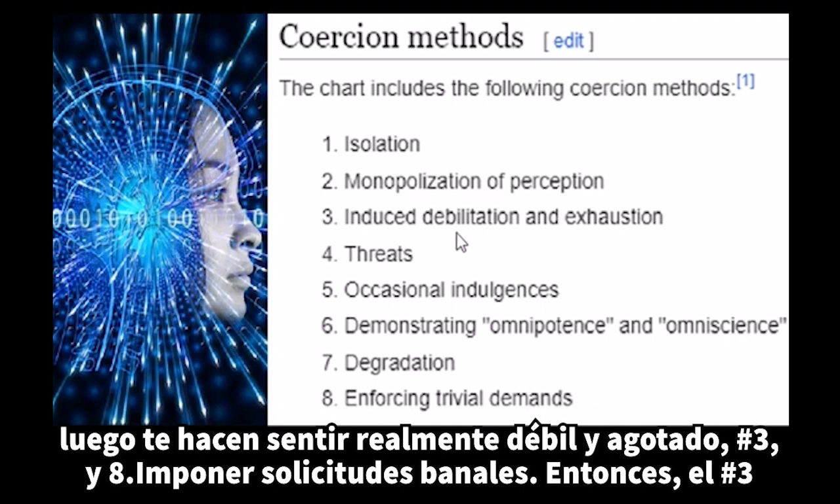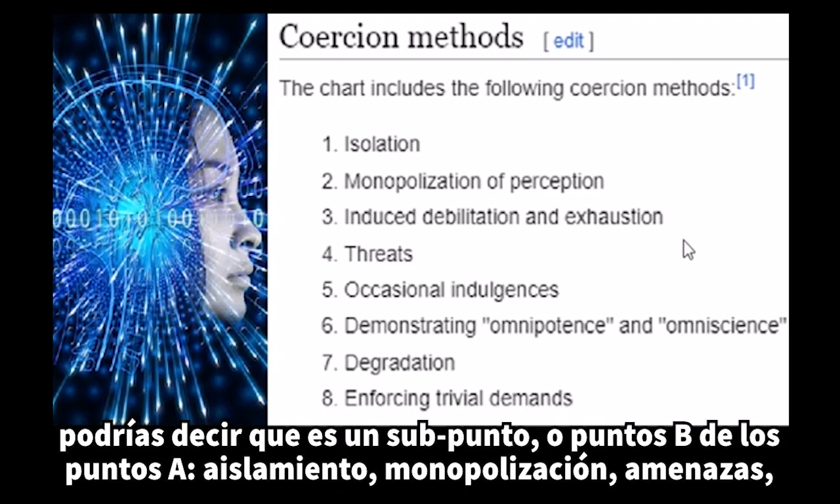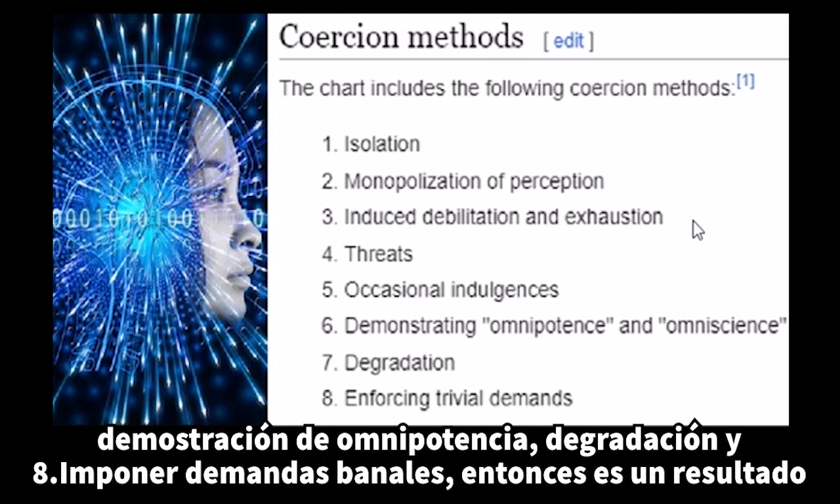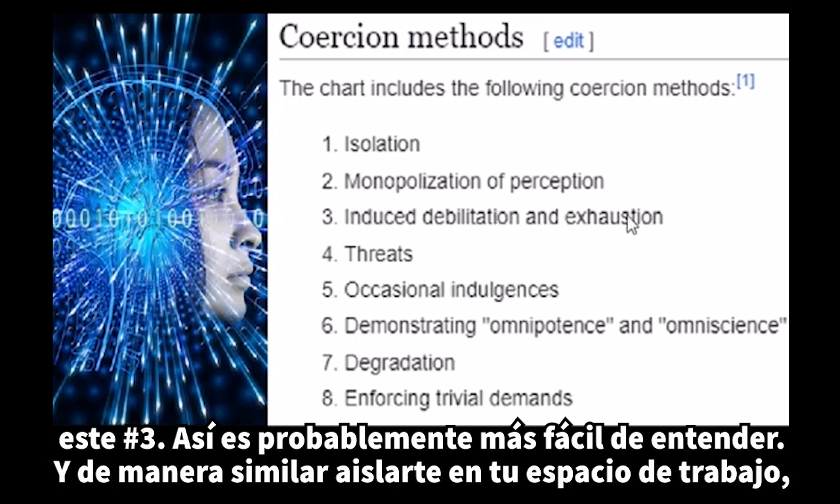So number 3, you might say it's a sub point, or a B point from the A points, like isolation, monopolization, threats, demonstrate omnipotence, degradation, and 8, enforcing trivial demands. So it's a result, this one. So like this, it's probably easier to understand.